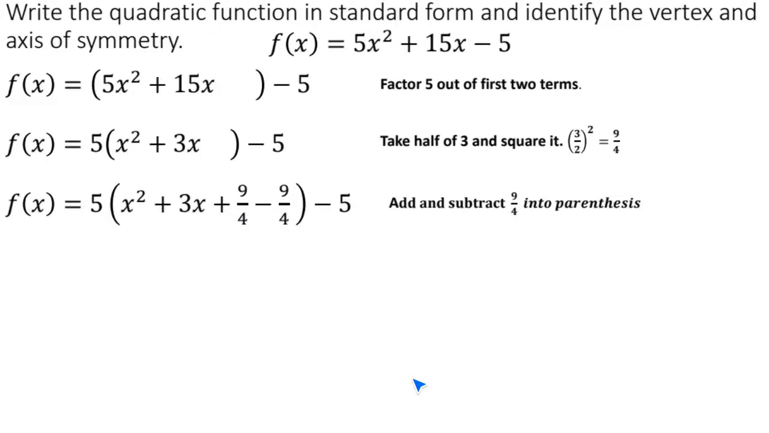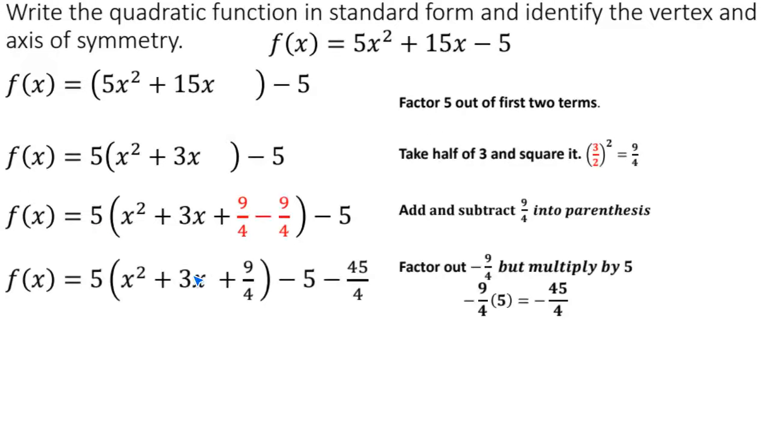Okay, so far it's still looking good. It's still the same process, right? So we want this 9/4 though. We want to bring it outside. But once I bring it outside, I'm going to have to multiply by what? The 5 that's on the outside. So let's see, let's do that.